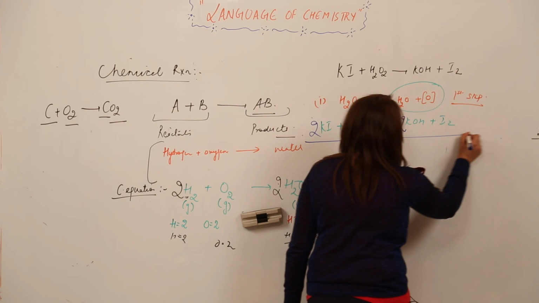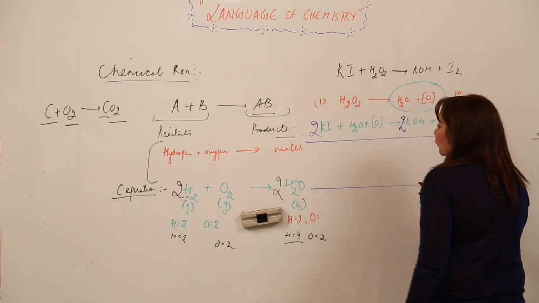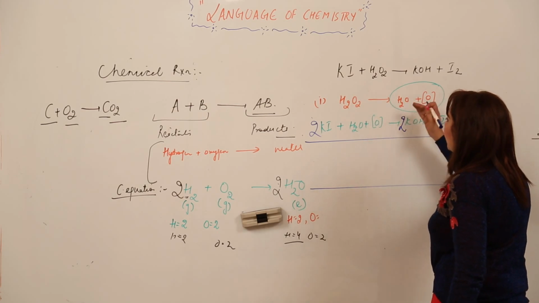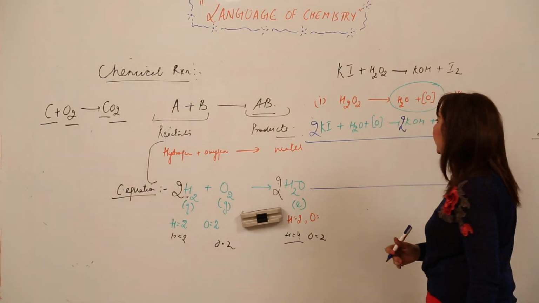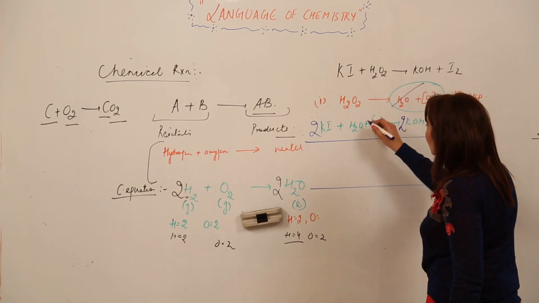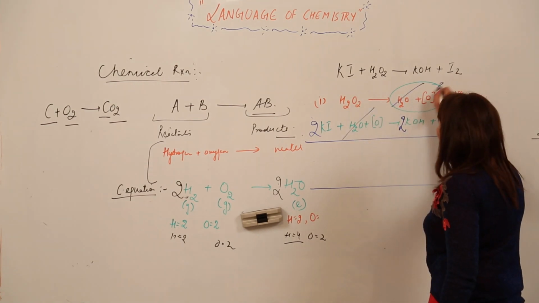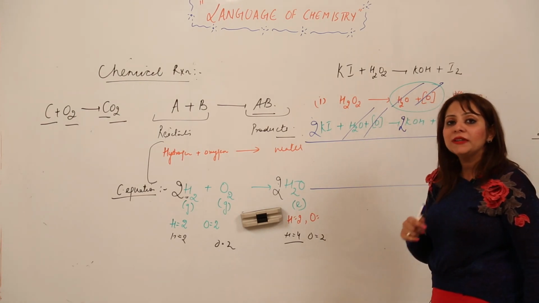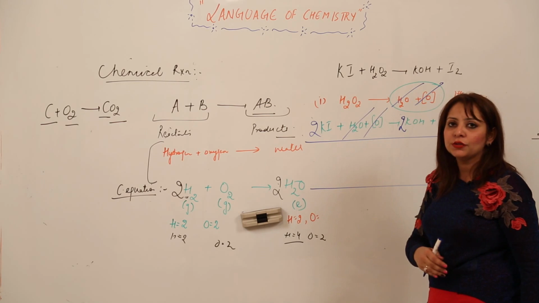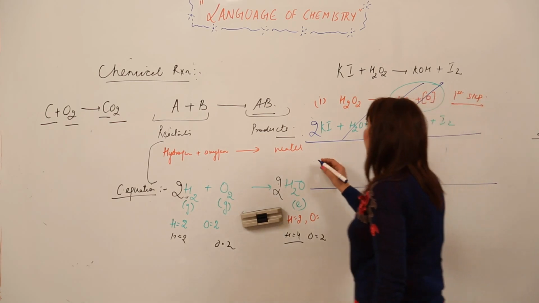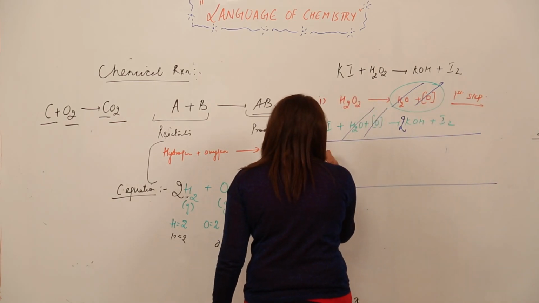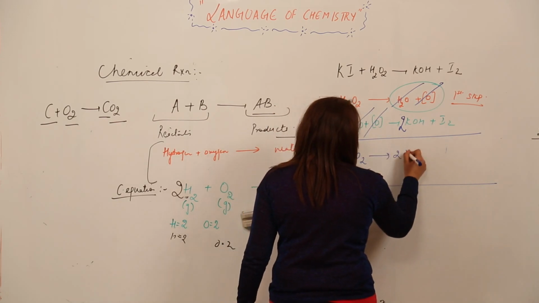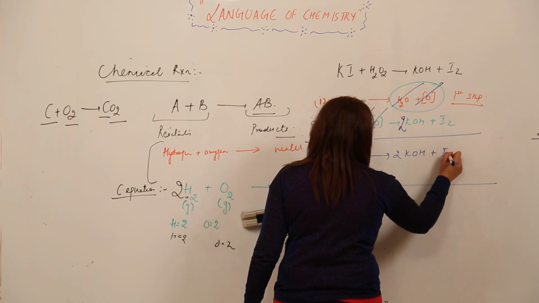Now what I am doing is adding them, and for adding I need to cancel the formulas which appear the same in the first and the second one. You can see this H2O is repeated, so it is cancelled. Oxygen is on the left side and on the right side, so they cancel each other. The remaining reaction we are left with is 2 KI plus H2O2 forms 2 KOH plus I2.